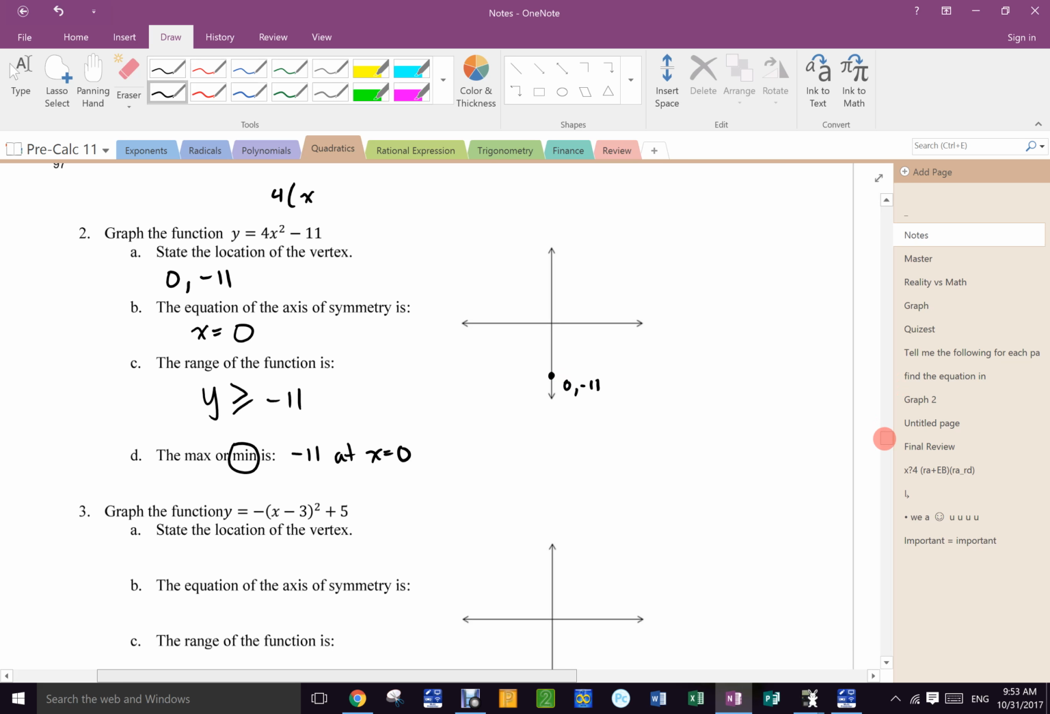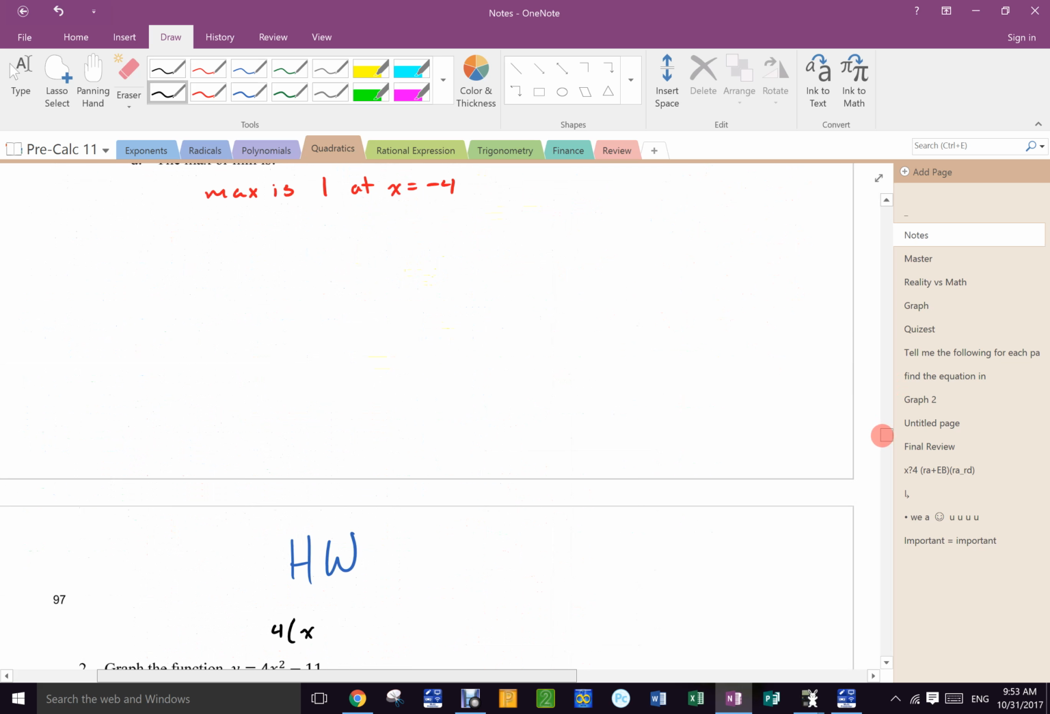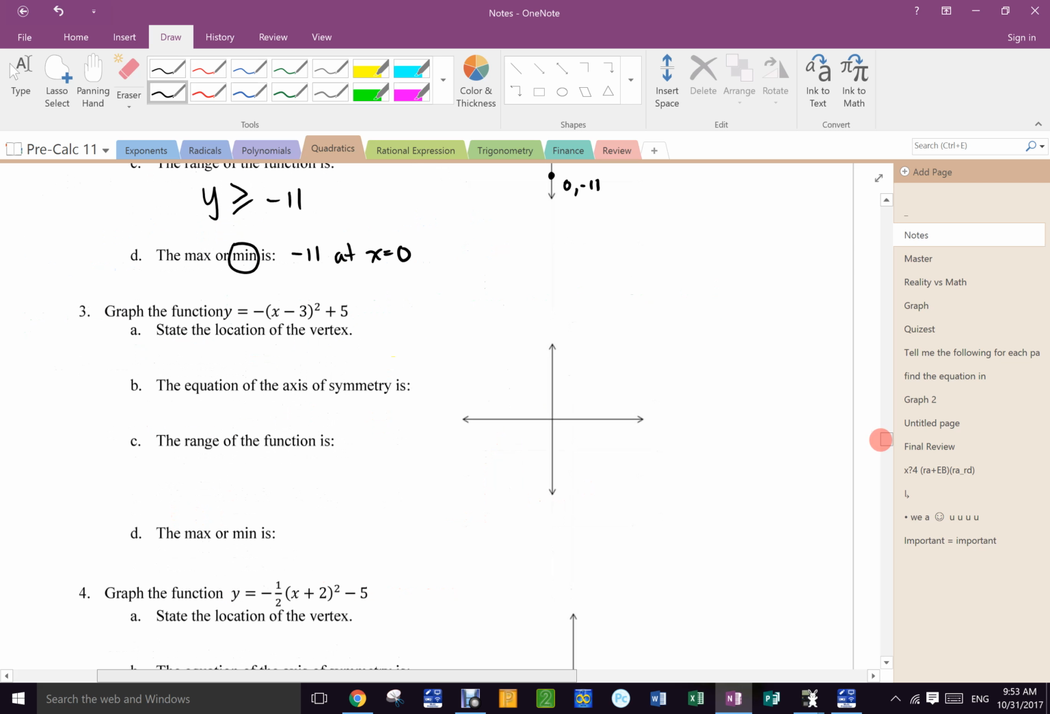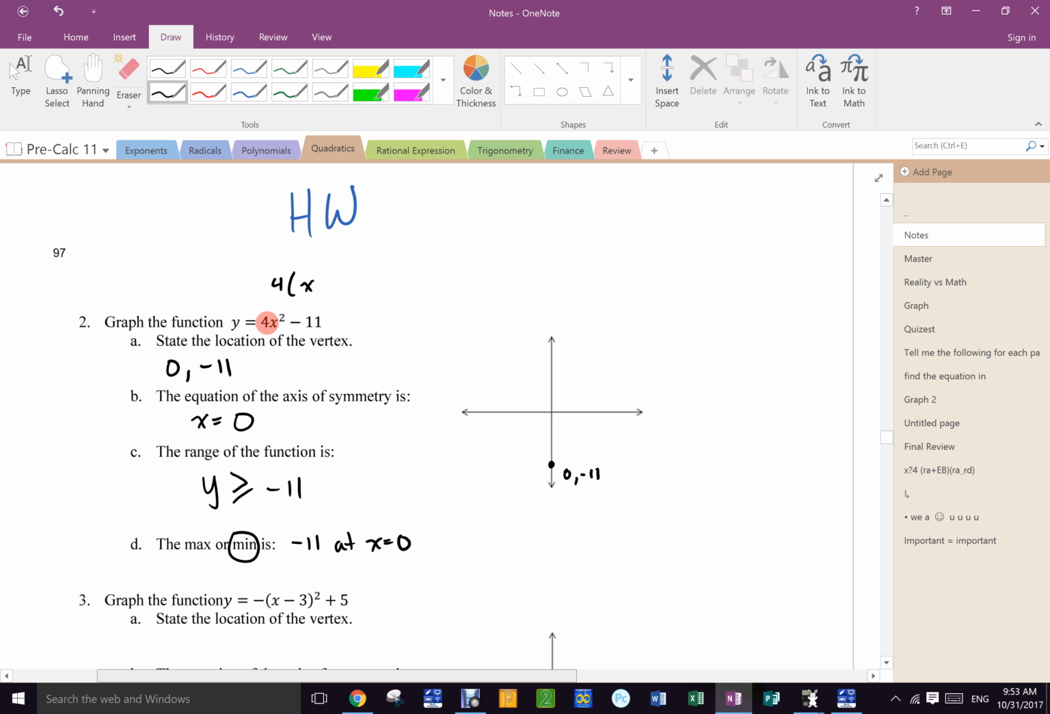And I believe I just said graph it. No, you had to have some points, yeah? So, 4 stretches 4. So when I go over 1, how far up do I need to go? 4. So it's at 1, negative 7. And then what's over here at negative 7? Negative 1, negative 7.